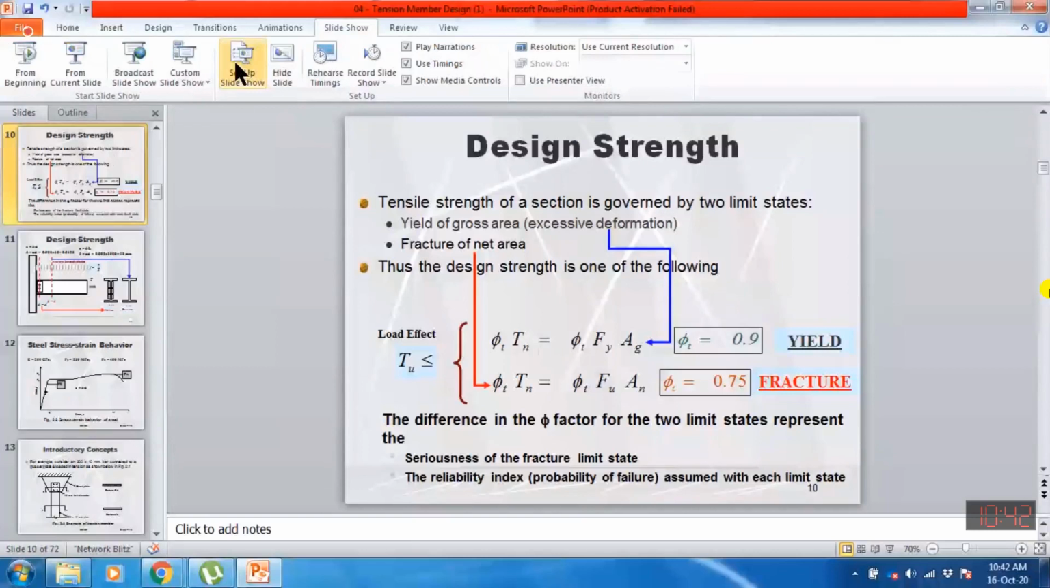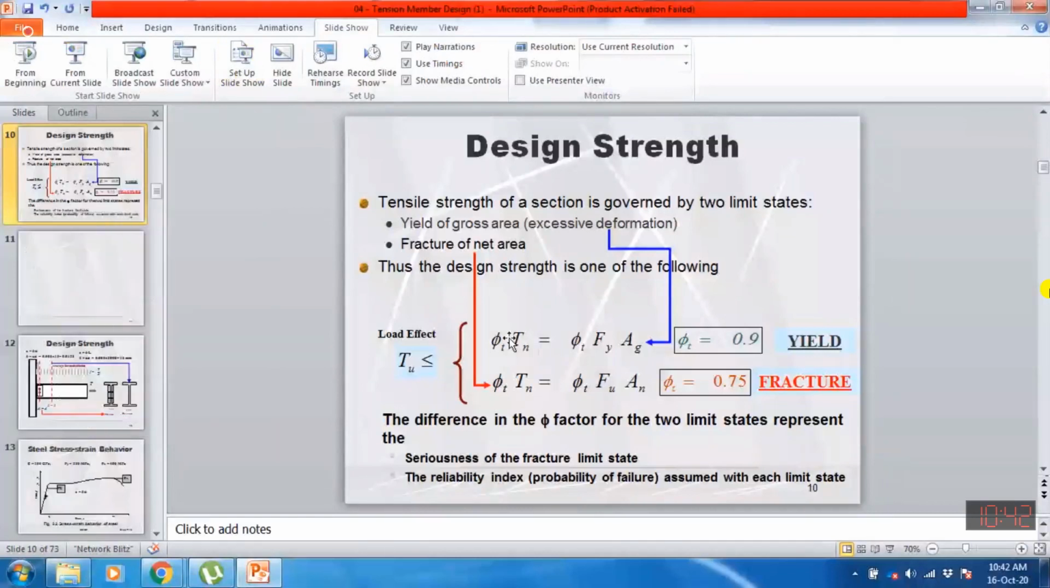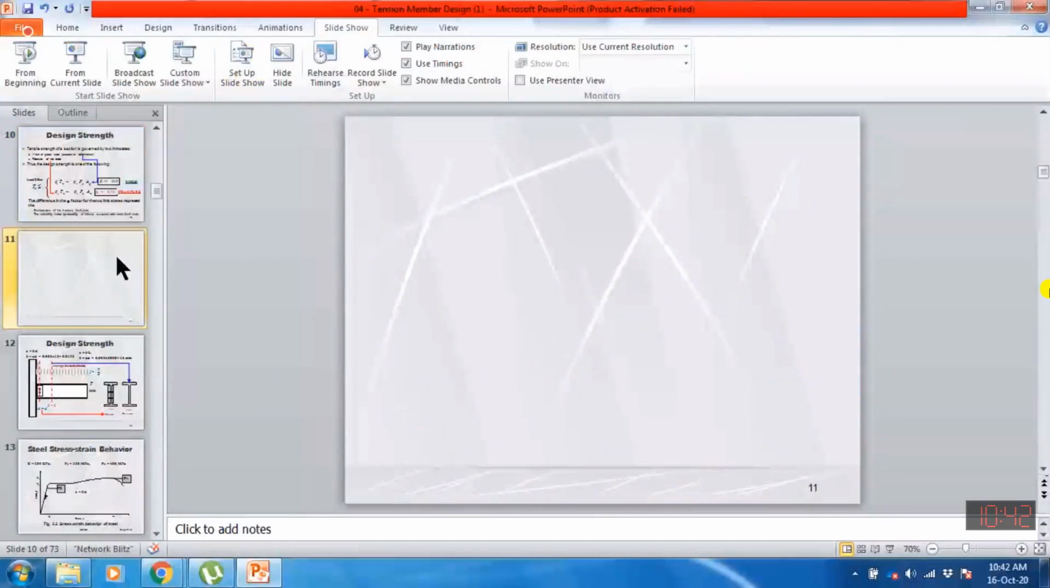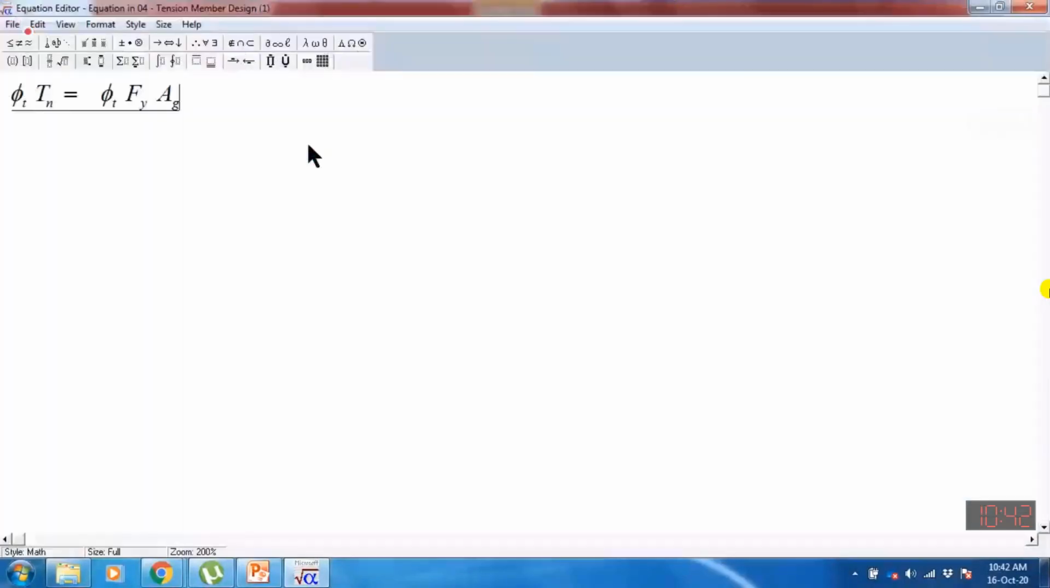So in this case, for the time being, forget about this equation. We have a general equation which is referred to as: load effect should be less than or equal to capacity.